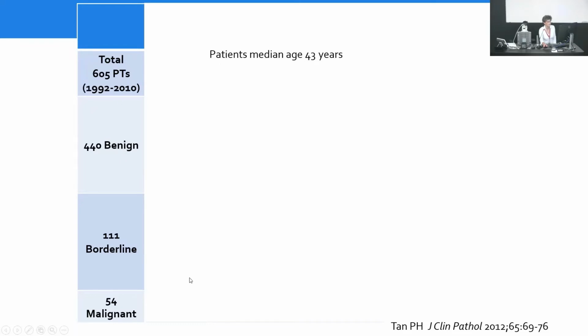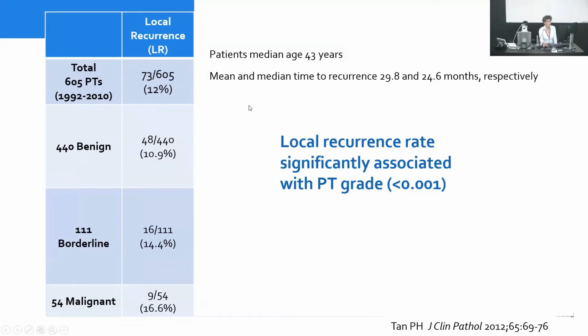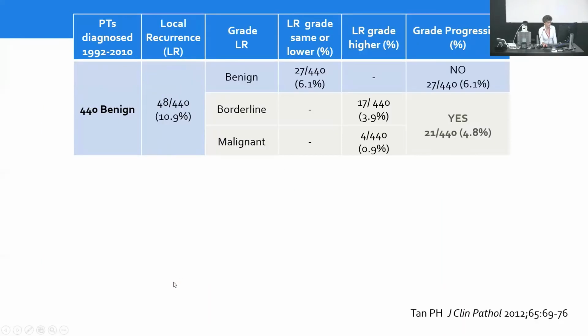And so here there is a large series of 605 Phyllodes tumors. The patient median age was 43 years. The majority were benign, 440, 111 borderline, and 54 malignant. When they looked at the recurrence rate, overall it was 12%, but actually there was an increase in the local recurrence rate significantly associated with the grade of the Phyllodes tumor. And of course, the borderline and the malignant had a higher local recurrence rate.